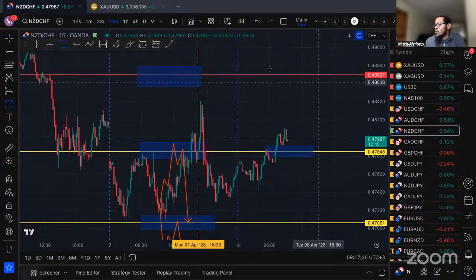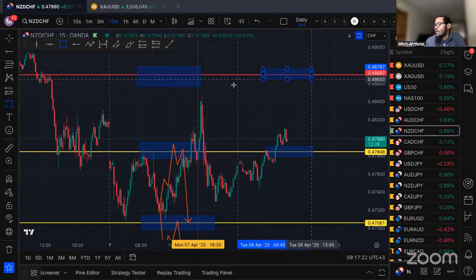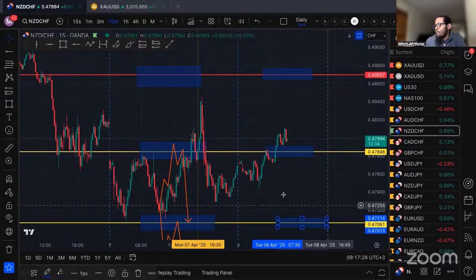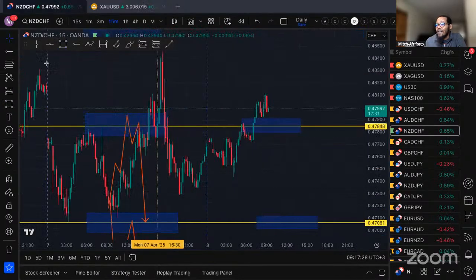So similar story actually with the Australian dollar against the Swiss franc. If you follow the story of where the buyers are pushing up from, you could potentially end up finding a very nice trading opportunity.